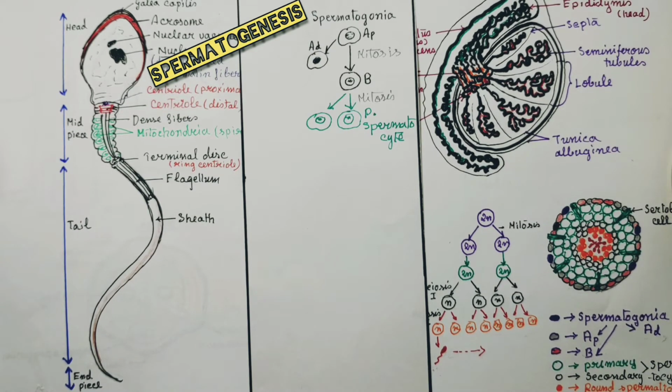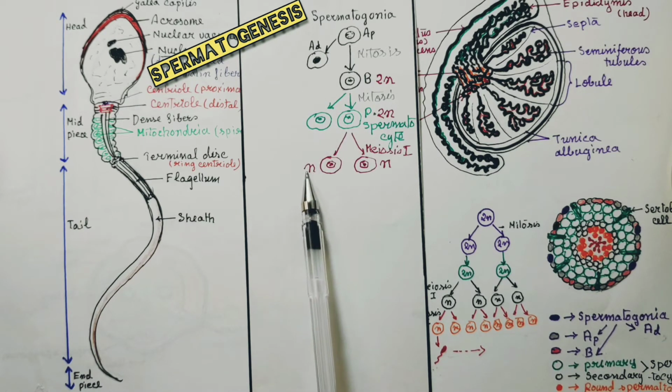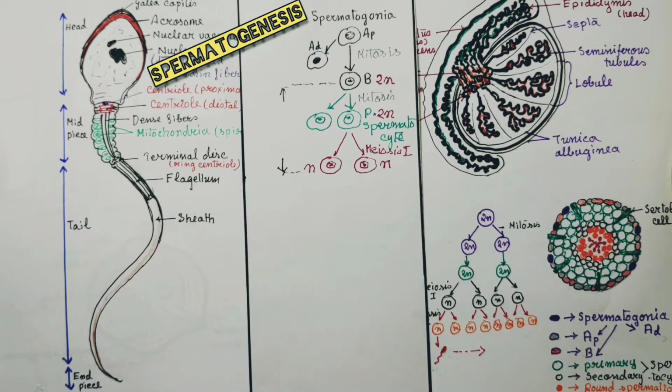So a diploid type B spermatogonium divides mitotically and gives rise to two primary spermatocytes. These primary spermatocytes subsequently undergo meiosis and produce two haploid secondary spermatocytes. This whole process is known as spermatocytogenesis. It is easy to remember the names because spermatocytes are formed, so the name is spermatocytogenesis.